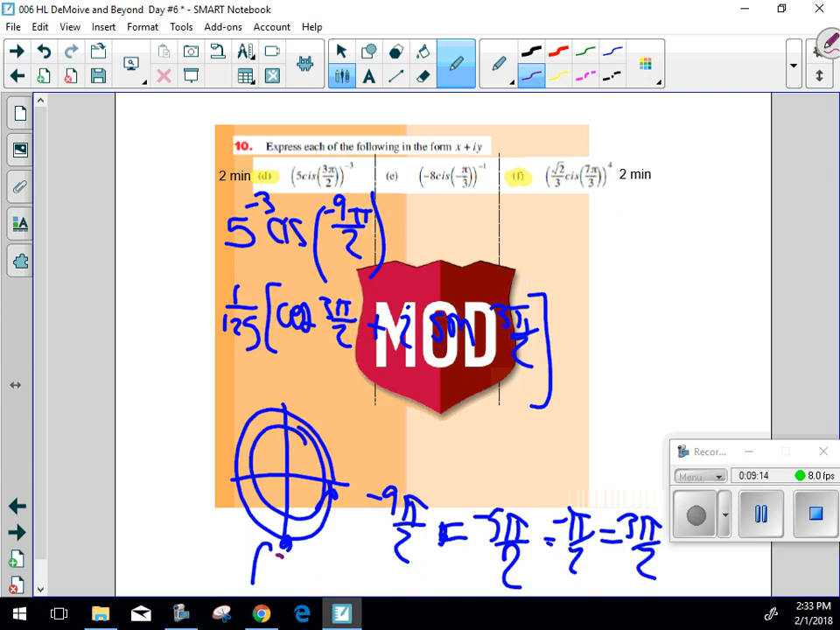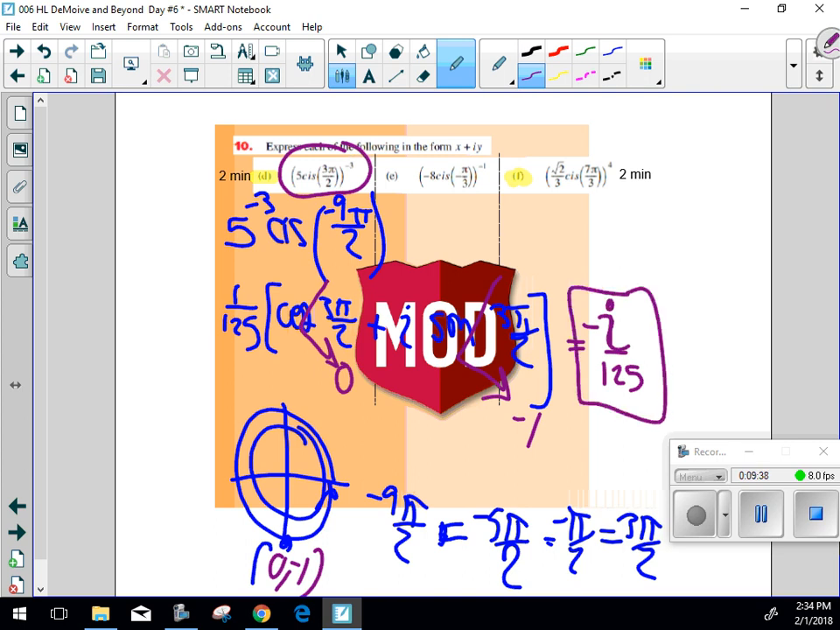What's the cosine here? 0 or negative 1? 0. And then the sine of 3 pi over 2 is negative 1. So my answer for this beautiful thing is 1 over 125, 0 minus 1i. No kidding, this thing cubed is negative I over 125. Pretty awesome. You try F. Go for it right now. Try F.